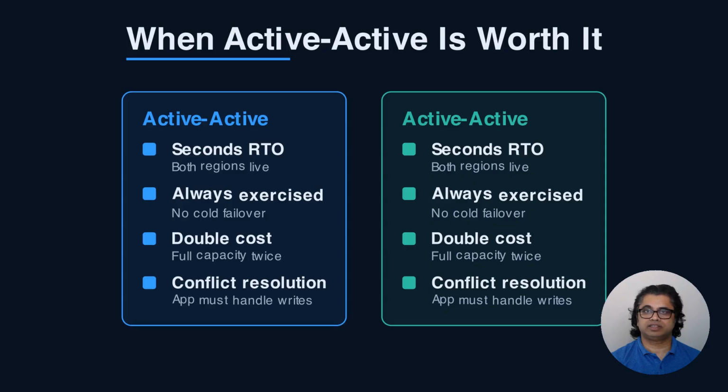You get the lowest RTO, often seconds, and you exercise both regions constantly, so failover isn't a scary untested event. But the cost is real. You're paying for double capacity, and you must solve multi-region writes, data conflicts, session affinity, and idempotency in your application code. Reserve this for systems where downtime is directly and severely expensive, payment platforms, large-scale consumer services, or regulated workloads with strict availability mandates. If your team can't articulate the conflict resolution strategy, you're not ready for active-active yet.